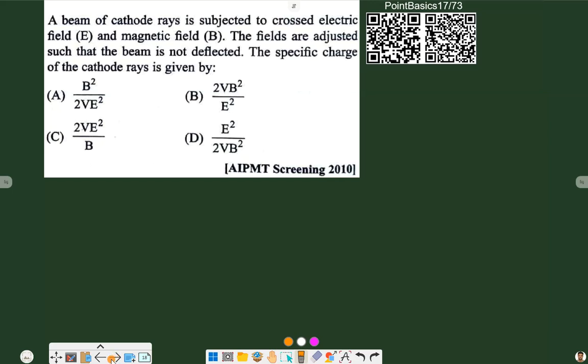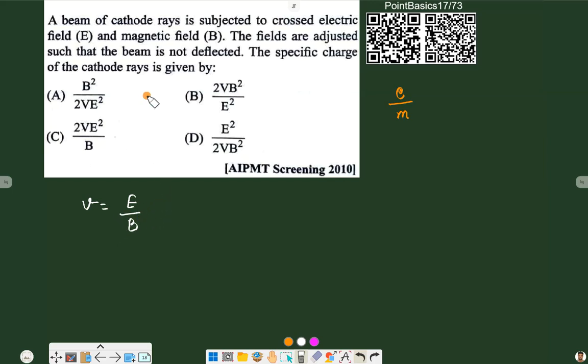A beam of cathode rays is subjected to cross electric field E and B. The fields are adjusted such that the beam is not deflected. The specific charge of cathode rays is given by. Now, specific charge is charge by mass. So we have to find the value of charge by mass of this beam. And as mentioned, the beam is not getting deflected. If the beam is not deflected, it means the velocity of the beam is given by the ratio of electric field to magnetic field.